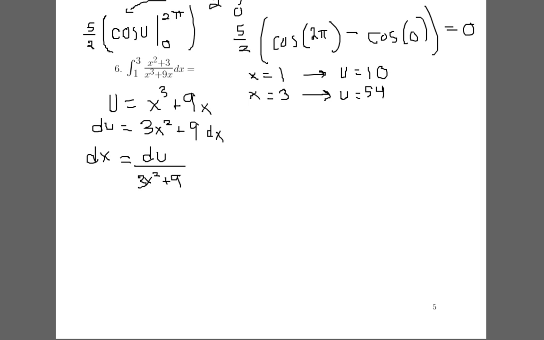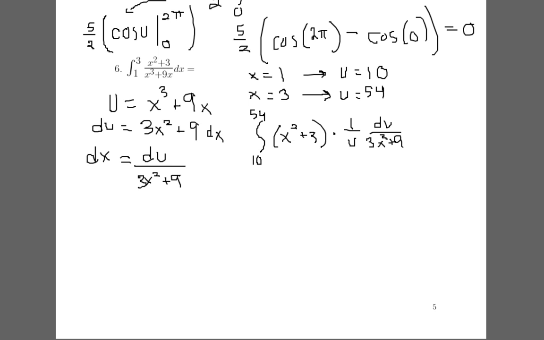All right, so we'll put that back into our integral and sub in u and dx. So we have the integral from 10 to 54 of, we're going to separate this as a factor of x squared plus 3 times 1 over x cubed plus 9x, which is going to give us 1 over u. And then we have dx, which in this case we found to be du over 3x squared plus 9.